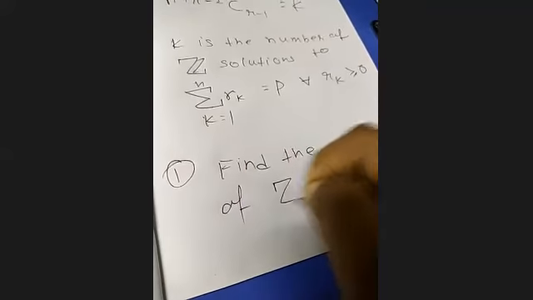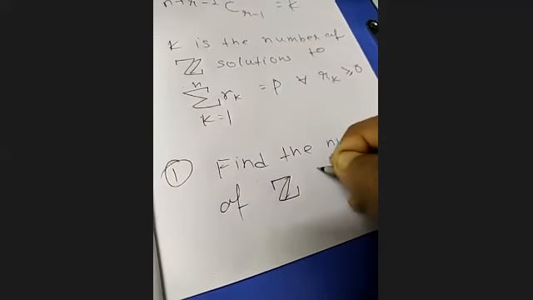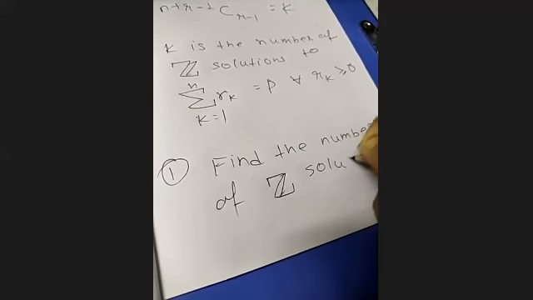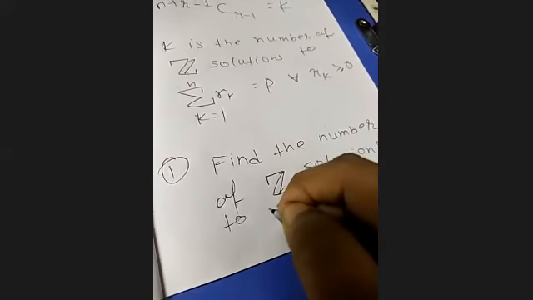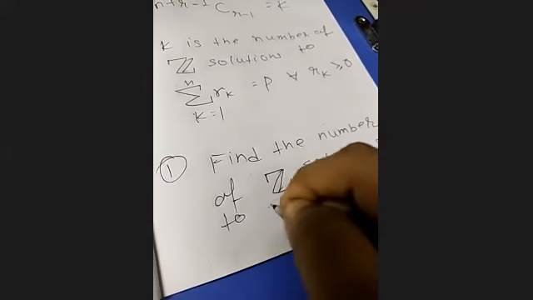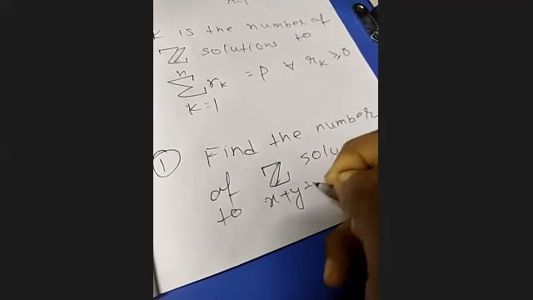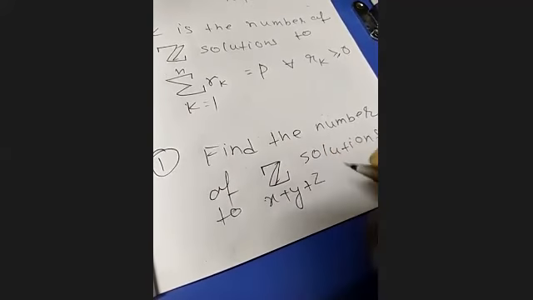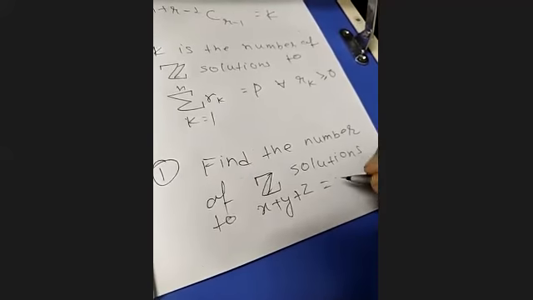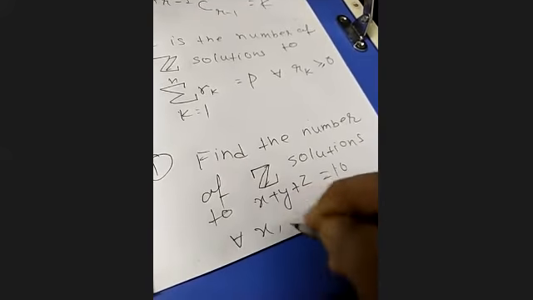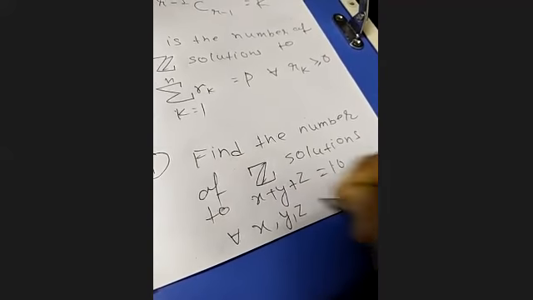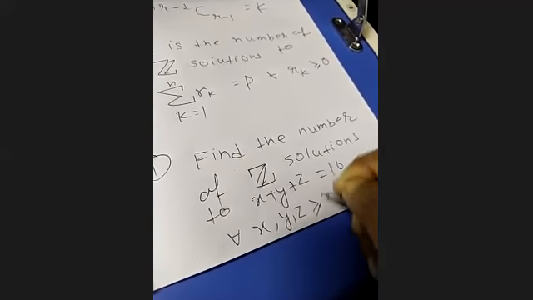Till then, try this problem. This may be hard. Find the number of integral solutions to x plus y plus z equal to, let it be 10, for all x, y, z greater than or equal to 0.